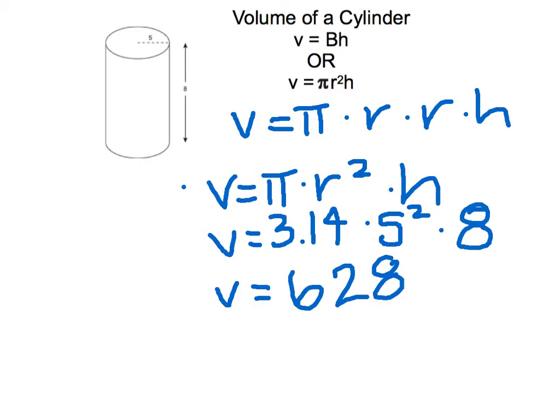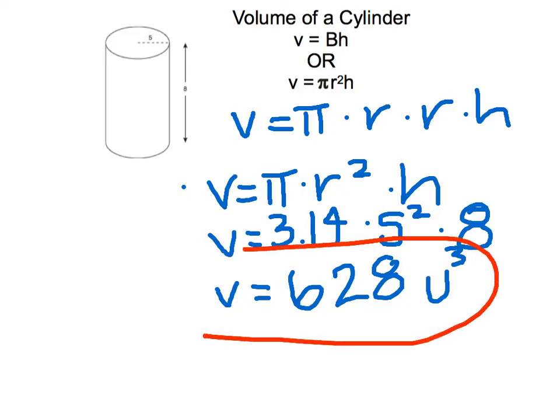Now, the only thing I'm missing here is a label. If I go back and I look at my diagram, neither the 5 nor the 8 is labeled. So if that's the case, I have to use the generic label of U for unit. And because this is volume, volume is raised to the power of 3. So my final answer would be read as volume equals 628 cubic units.